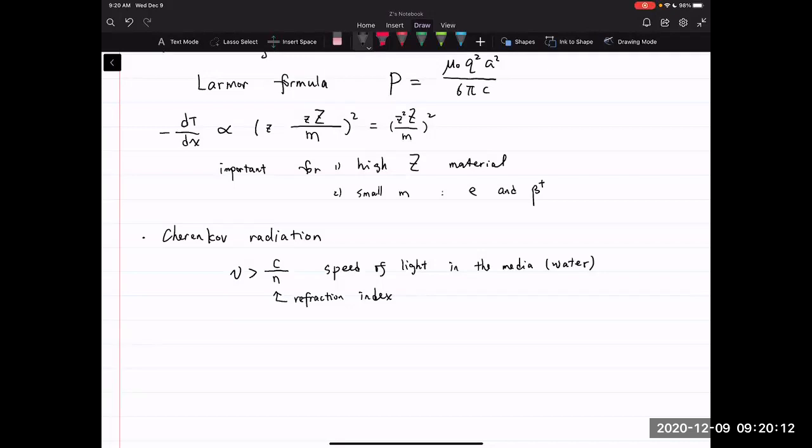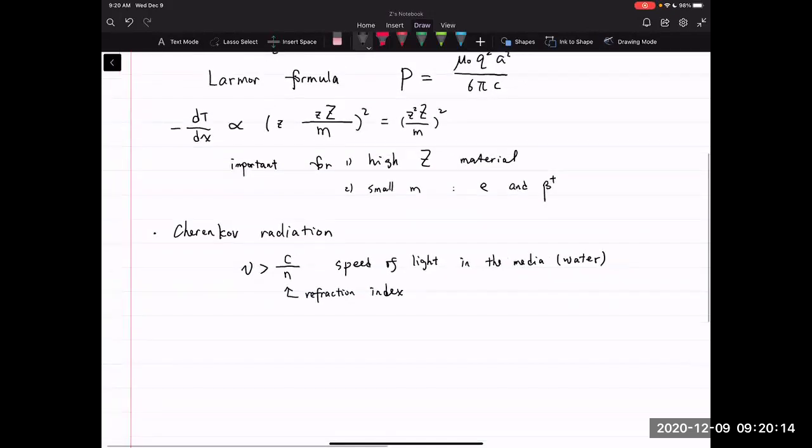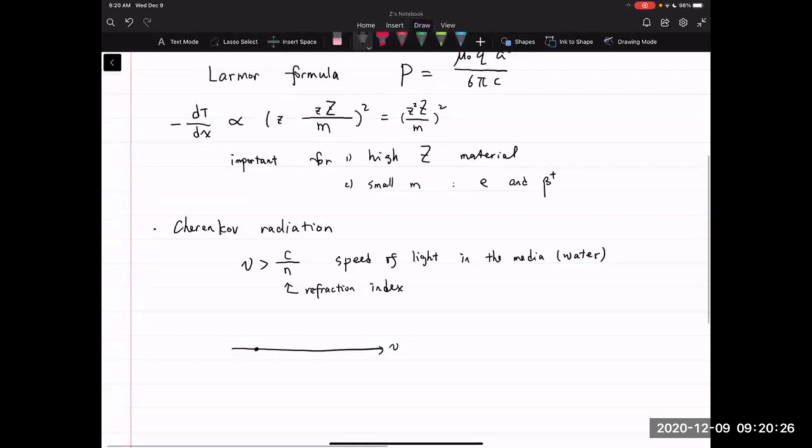And so let's say you have a charged particle moving with the speed v faster than the speed of light in the media. Then the wave front generated by these moving charged particles is also going to propagate, and they can add up together and generate a radiation called the Cherenkov radiation. The classical counterpart will be like this, the sonic boom.